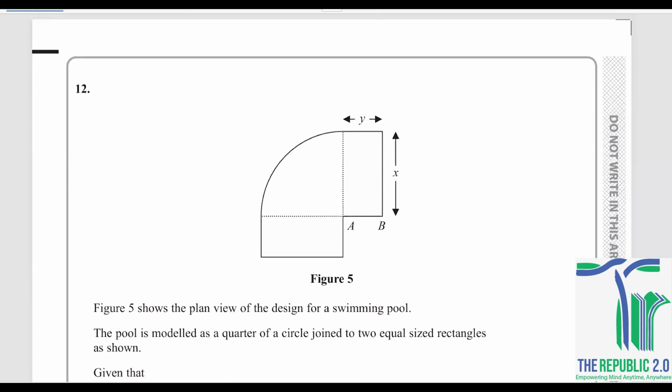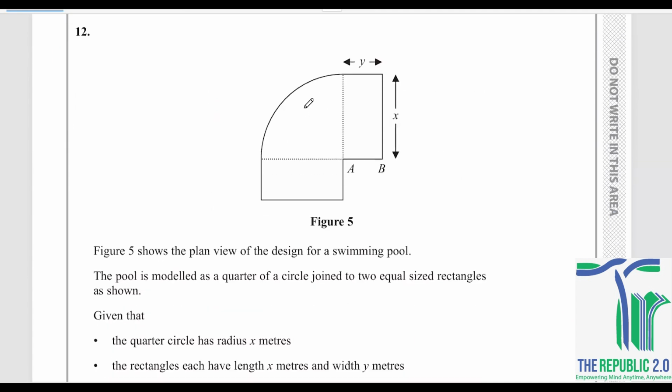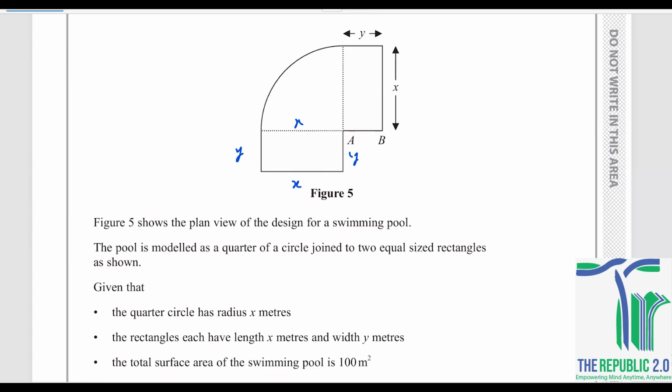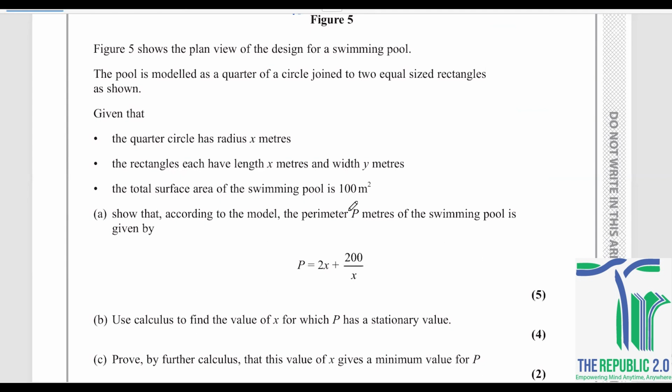Now we'll get to 12. Question number 12 says that you have got a pool, which is a quarter of a circle, and we have got these two thingies, two equal rectangles. This has to be x, this has to be x as well, this has to be y, and this has to be y. Why? Because if you read the question, figure 5 shows a plan view for a design of a swimming pool. The pool is modeled as a quarter of a circle joined to two equal sized rectangles. Given that the total surface area of the swimming pool is 100 meters squared, show that according to the model, the perimeter of the swimming pool is given by 2x plus 200 upon x.